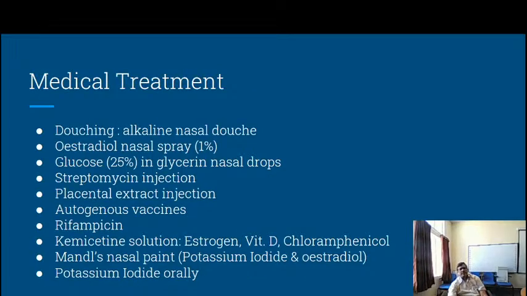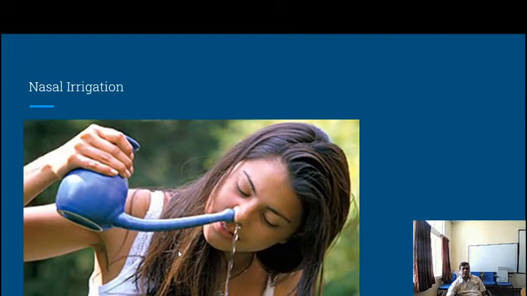Now the medical treatment is basically the various solutions, nasal sprays, and regular cleaning of the nasal cavities, some antibiotics, sometimes the placental extract injections, and Mandel's nasal paint, which consists of potassium iodide and estradiol, and that is everything.